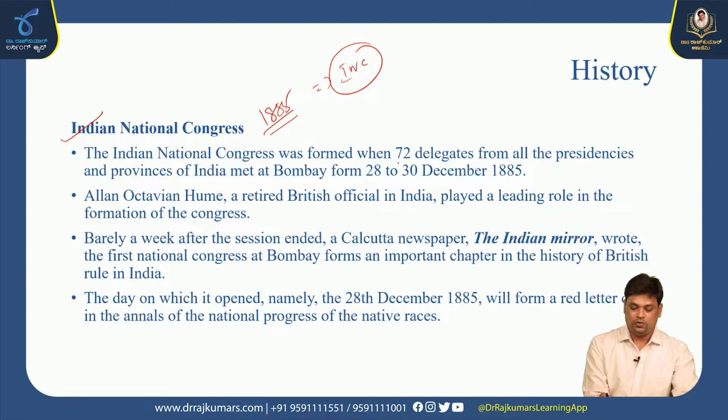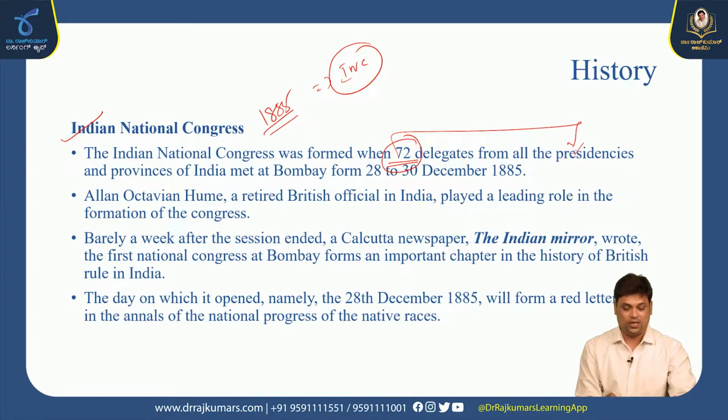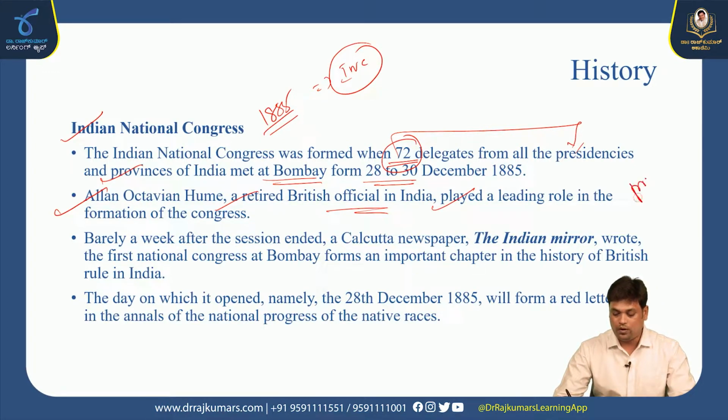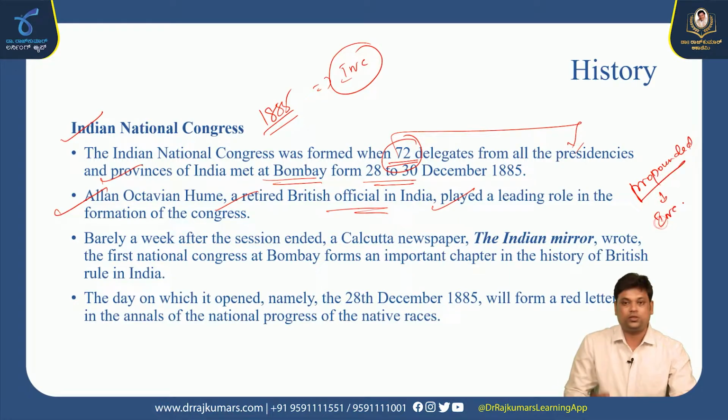It was formed when 72 delegates from all presidencies and provinces of India met at Bombay from 28th to 30th December 1885, the first Congress session. Allan Octavian Hume, A.O. Hume, a retired British official in India, played a leading role in the formation of the Congress, which means he is the one who propounded the idea to form the Indian National Congress.